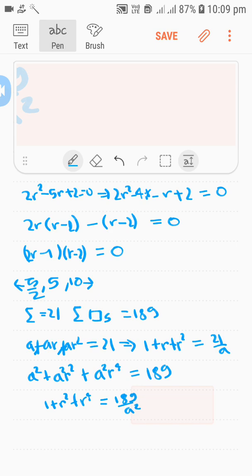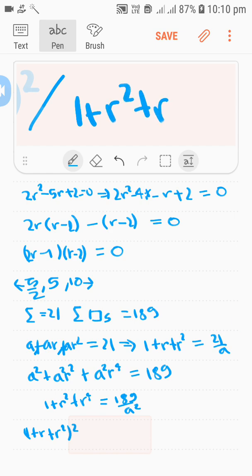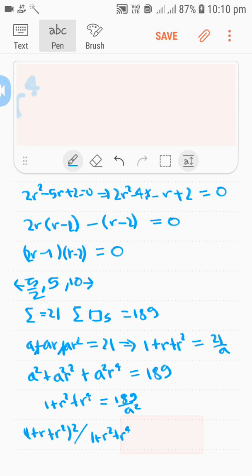Maybe we can try squaring some things up, or maybe not. Wait, yeah, let's just square this and take the ratio of it. That would be good, because we can just cancel the A squared, so that would kill that term, and we can then just solve for R. Okay, that looks cool. So we're going to square the first equation and then divide this by the second one. So we get 1 plus R plus R squared, squared, divided by 1 plus R squared plus R power 4, and just get 21 squared upon 189.